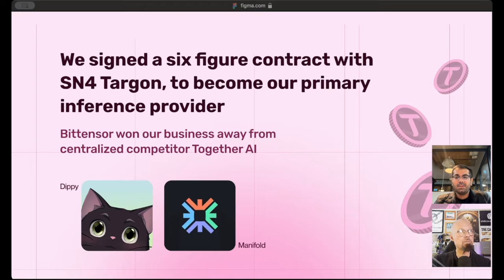Wow. So a combination of things. It was definitely price, but also the level of support you got, the level of customization you got from them.